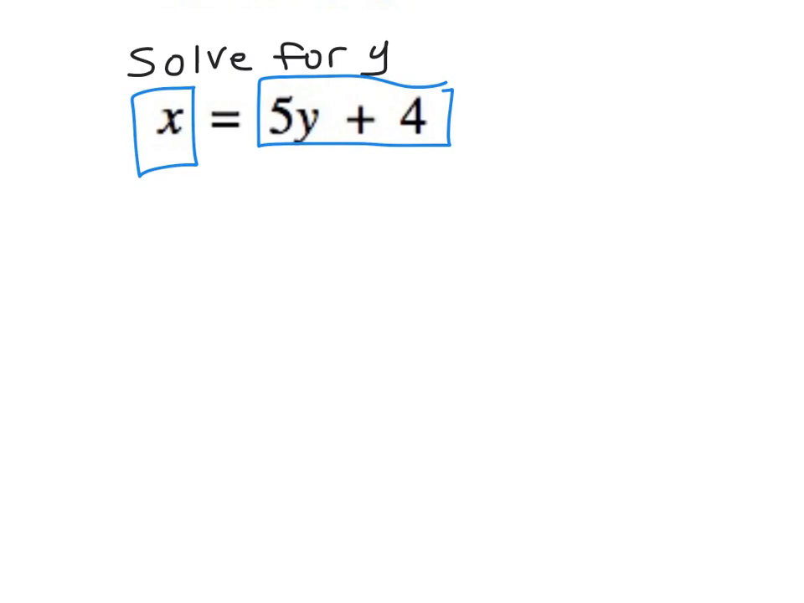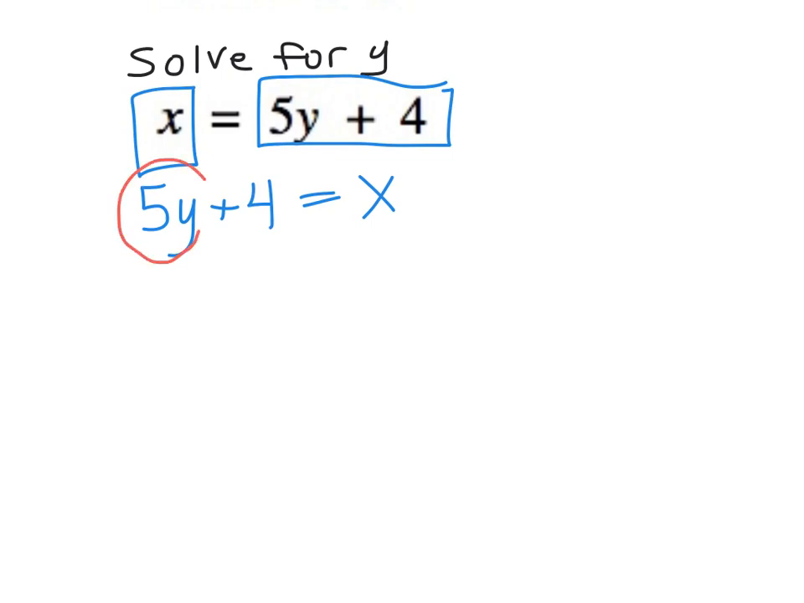I'm going to move my left side all the way over to the right and the right side to the left. So I'm just going to rewrite it. 5y plus 4, that's my right side, has now been moved, and x. So I just flop the sides to get started. Now it looks a little easier for the brain.